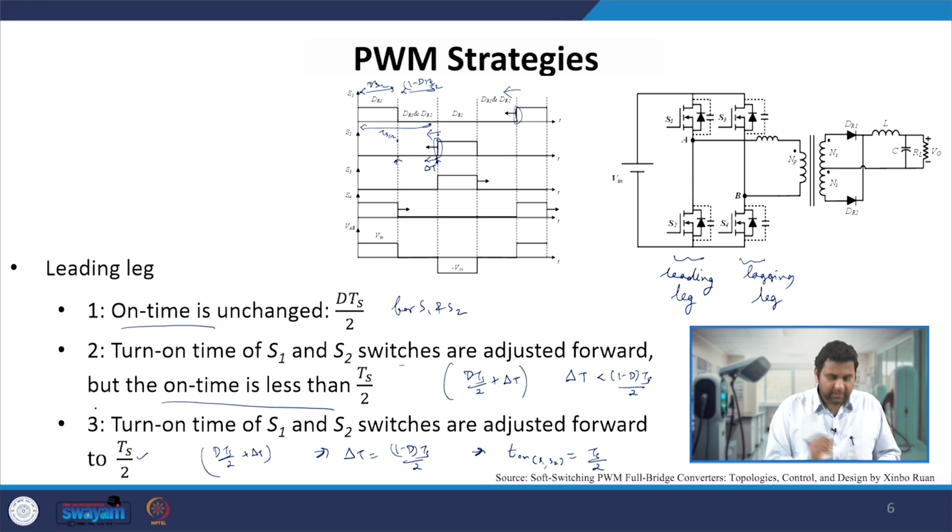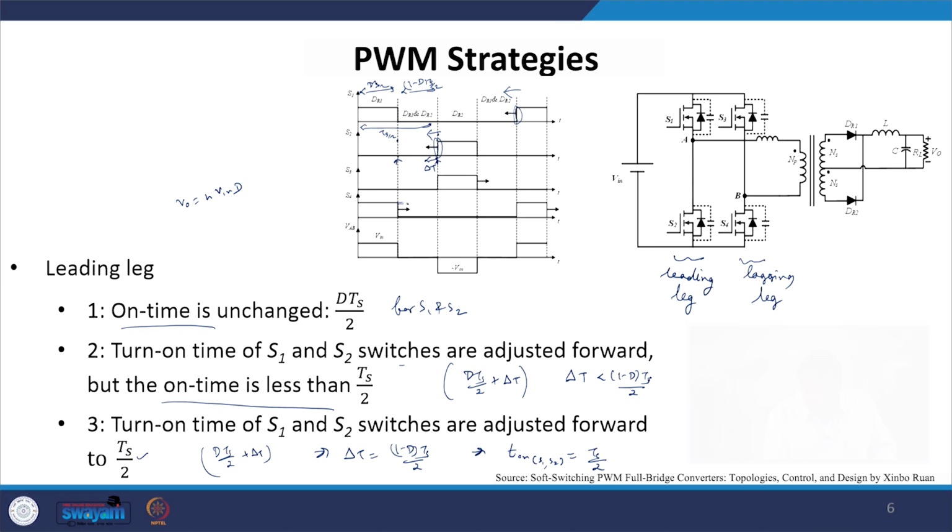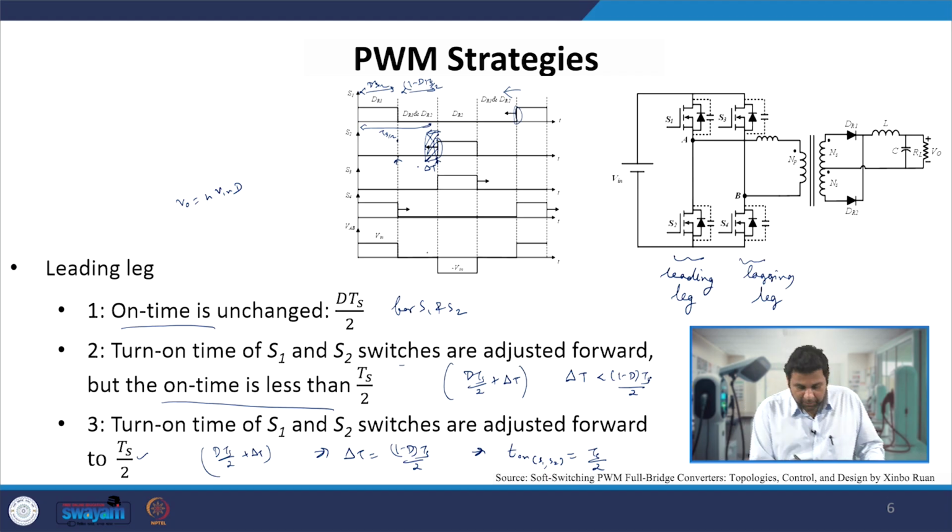In the leading lag case we are defining the three possibilities as 1, 2, 3. In both the cases my V0 is still N V in times D, because even if you are adjusting during this delta T period, I am still applying the VAB to be the same, which is 0 at this point, which is imposed upon the primary winding of your isolated transformer. So we are not actually changing the VAB voltage, and the output voltage we are keeping intact.